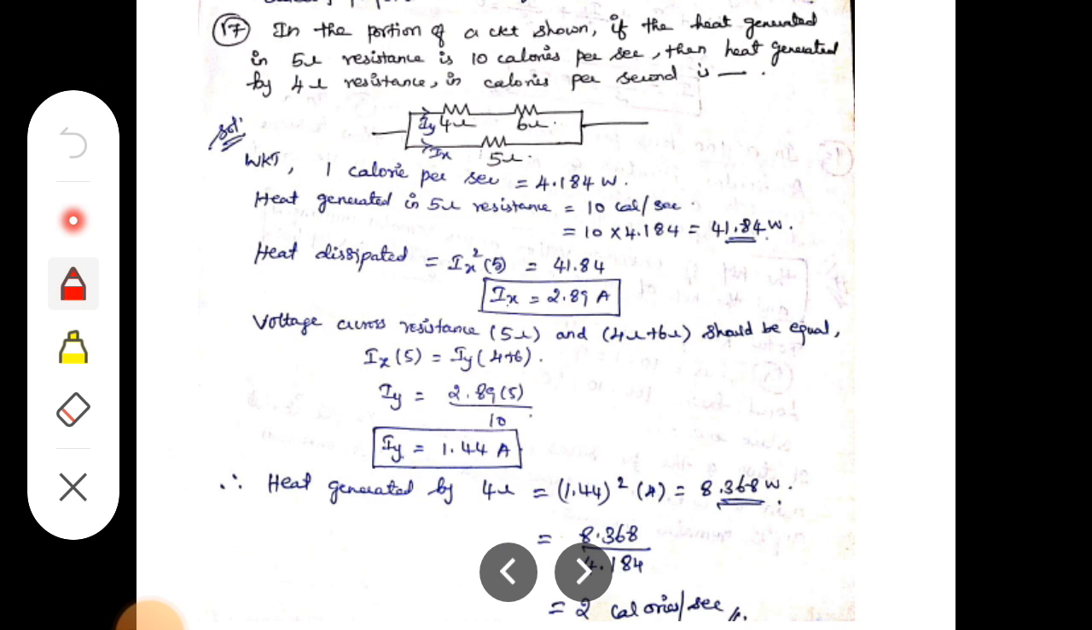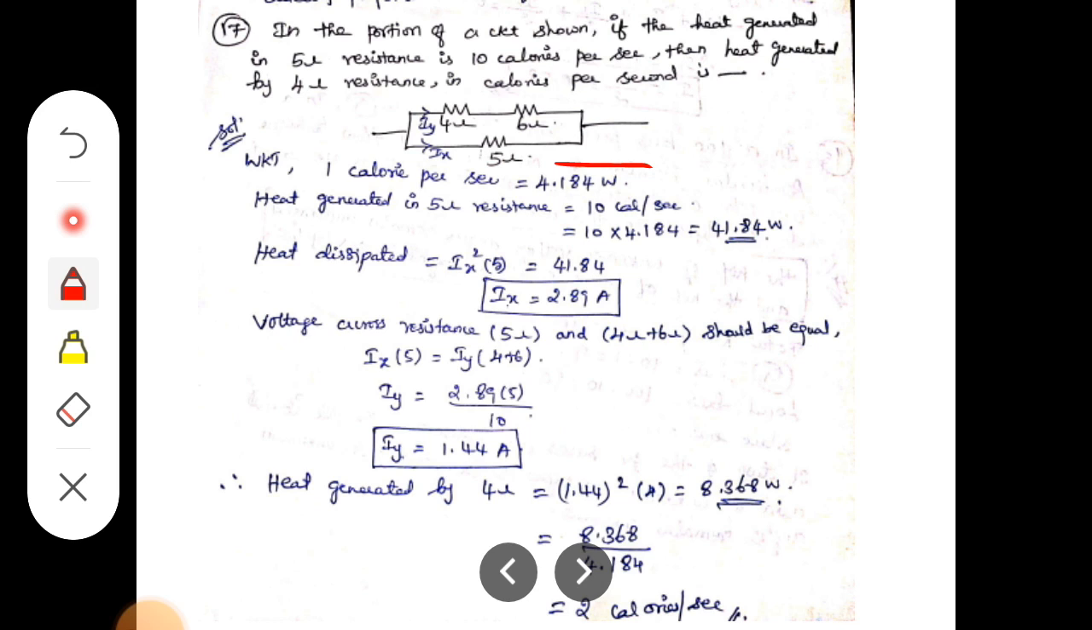In the portion of a circuit shown in the figure, if the heat generated in the 5 ohm resistor is 10 calories per second, then find the heat generated by the 4 ohm resistor in calories per second. They provide the heat dissipation in the 5 ohm resistor as 10, but we need the heat dissipation in the 4 ohm resistor. The 4 ohm resistor is connected in parallel with the 5 ohm resistor, but in series with the 6 ohm resistor. First we calculate 1 calorie per second.